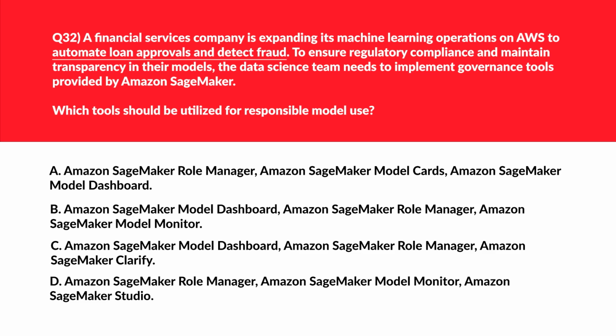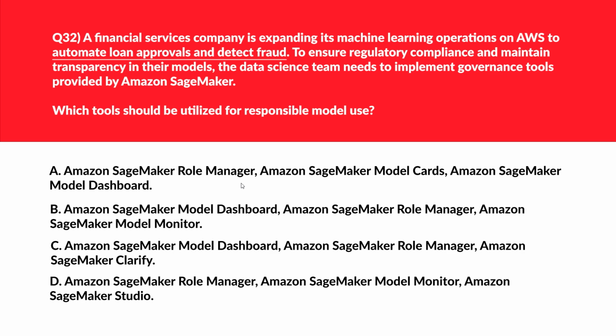Alright, now let's look at this question. It's all about automatic loan approvals and detecting fraud. So we'll first look at option A. It says Amazon SageMaker Role Manager, Amazon SageMaker Model Cards, Amazon SageMaker Model Dashboard. This combination ensures comprehensive governance by managing roles and permissions, documenting model details, and providing a dashboard for monitoring models.